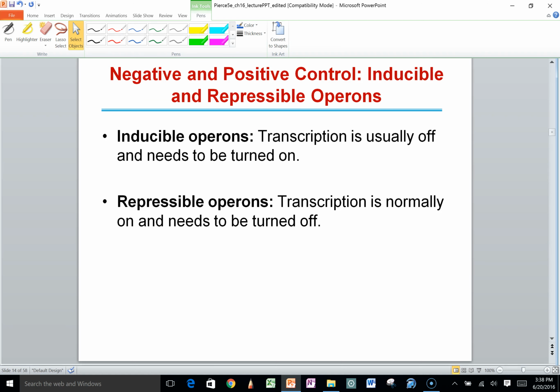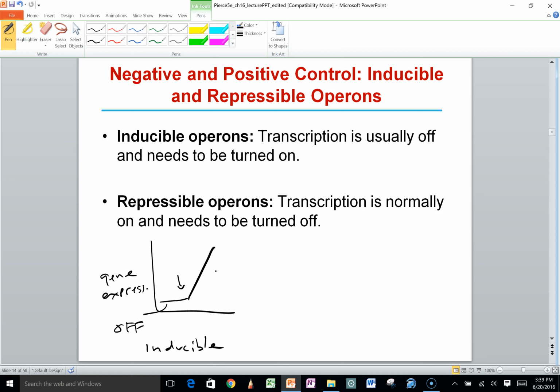So inducible or repressible operons. The best way to illustrate this, so first we'll do inducible. And this is gene expression. With inducible ones, you start out with the genes being off. So this is low gene expression. You add something, and the gene gets turned on. So we say that that gene is induced, and the thing that induced it is called the inducer. Seems reasonable.